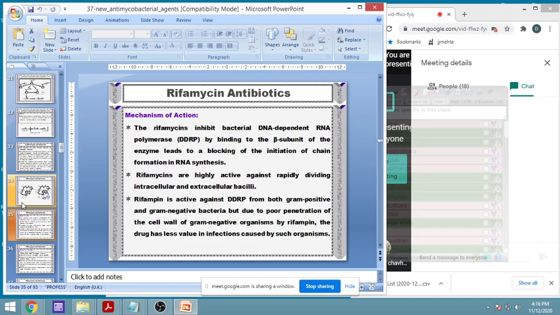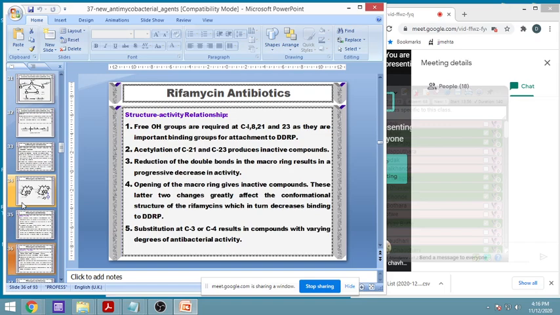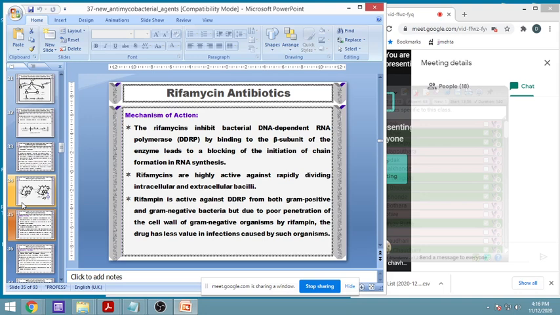Rifampin is active against DDRP from both gram-positive and gram-negative bacteria, but it has poor penetration of the cell wall of gram-negative organisms. So the drug has less value in infections with such organisms. One more aspect I told you: although it may be active against some gram-negative or gram-positive organisms, it is not used, because if such a microorganism forms resistance, which is not formed by tuberculosis, it can develop cross-resistance that can be passed to tuberculosis bacteria, and therefore it can be dangerous.